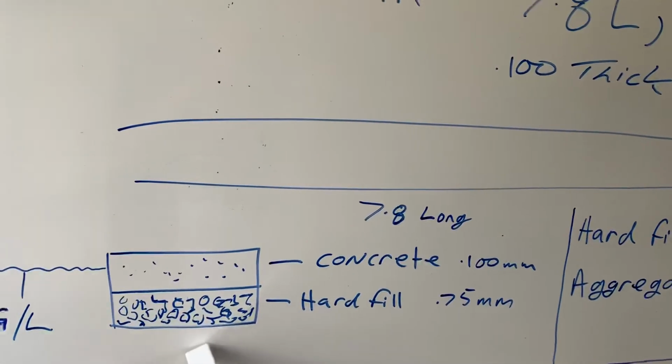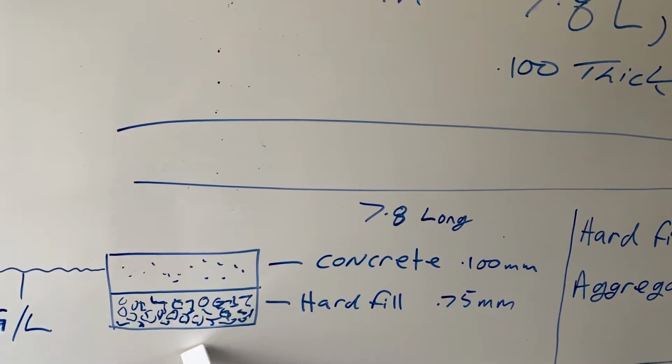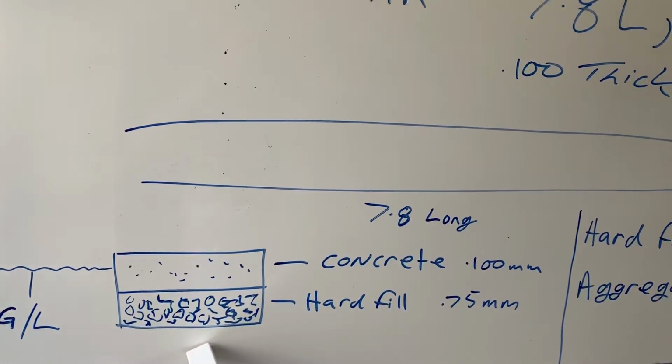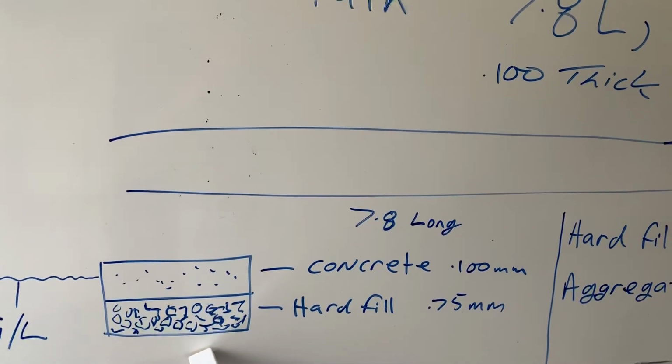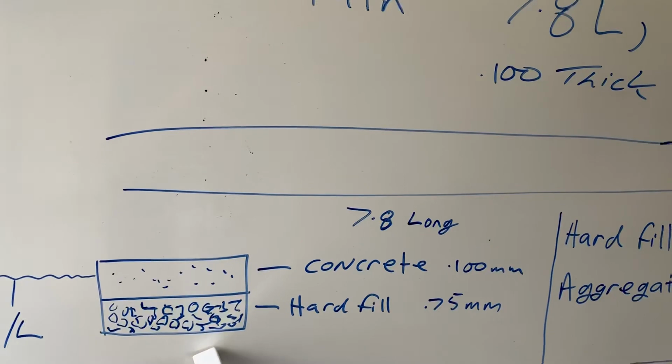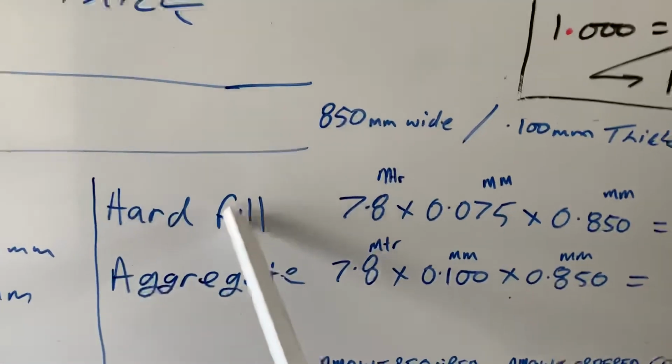Now, if this was a slab for a building, for a house, you would put sand on top of the hardfill, and then black polythene on top of that to stop the moisture coming through. But since this is not, we'll just go back to the hardfill.